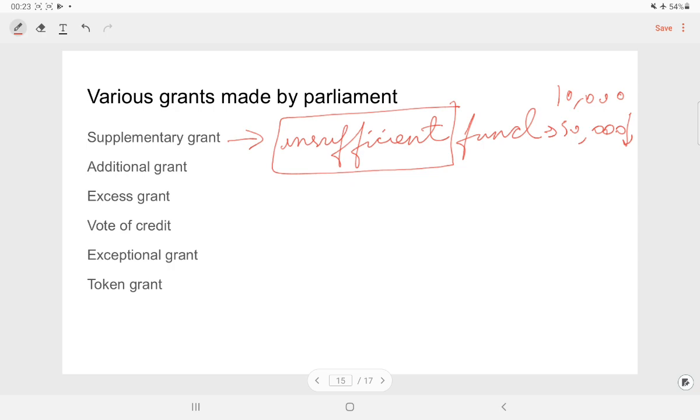So the keyword is, if insufficient funds are there, then this grant should be authorized. And then there is the additional grant. It is granted when a need has arisen during the current financial year for additional expenditure upon some new service. Suppose a new department is made, so a new service is there, which is not in the budget. So the keyword here is the new service.